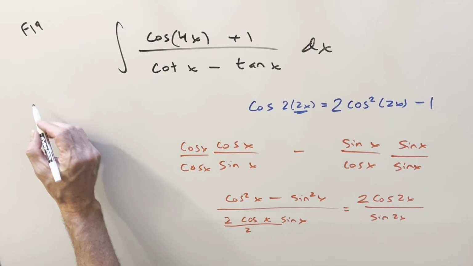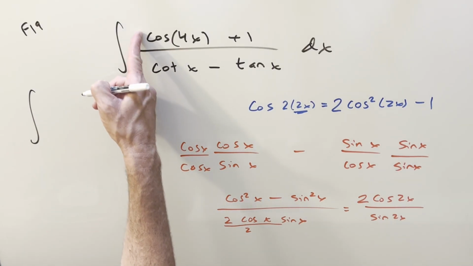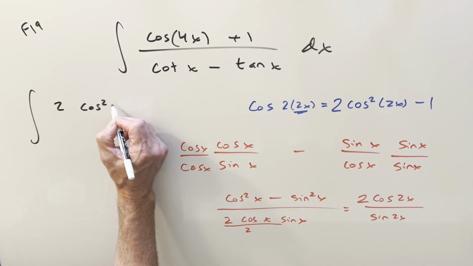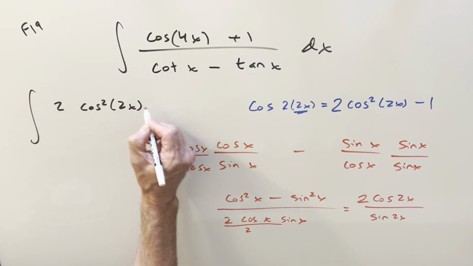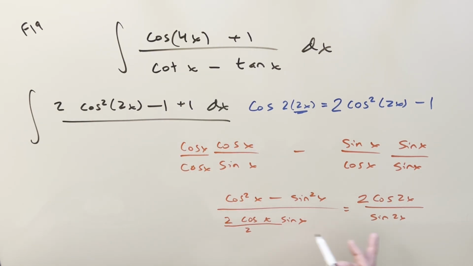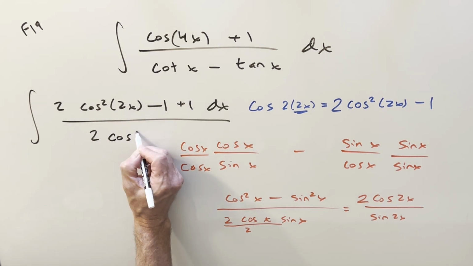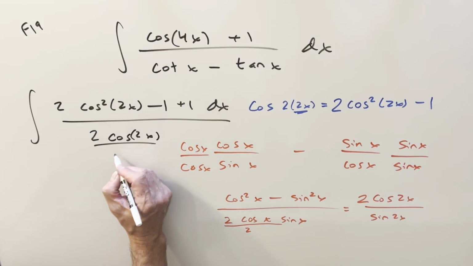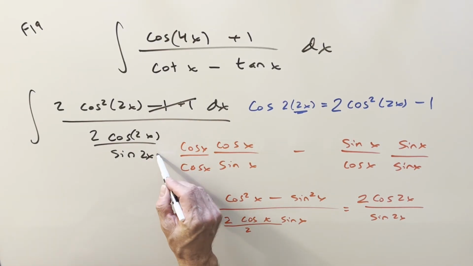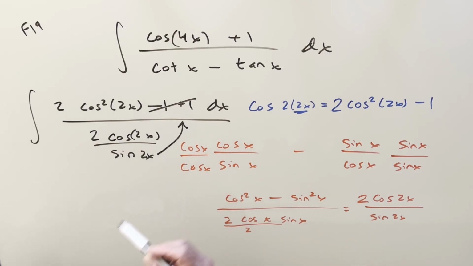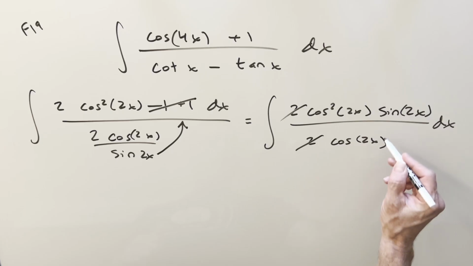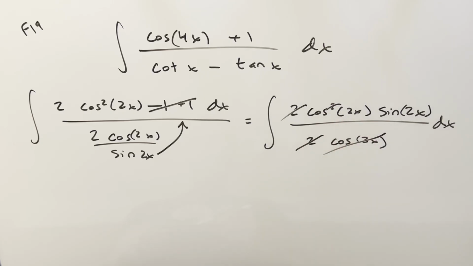So let's see what happens when we put all this back into the integral. First, cosine 4x: we found this is 2 cosine squared of 2x minus 1, plus 1. And then in the denominator, let's bring this over: 2 cosine 2x over sine 2x. But then I can cancel out these ones here, that's just going to be a 0. I can flip this sine 2x and bring it up this way. Then we can cancel out the 2's, and I can cancel cosine with one of these.